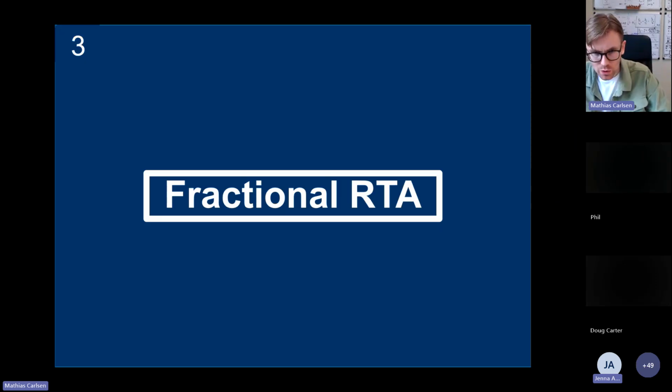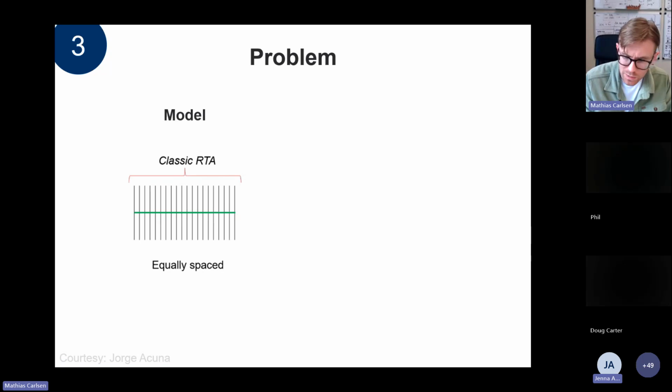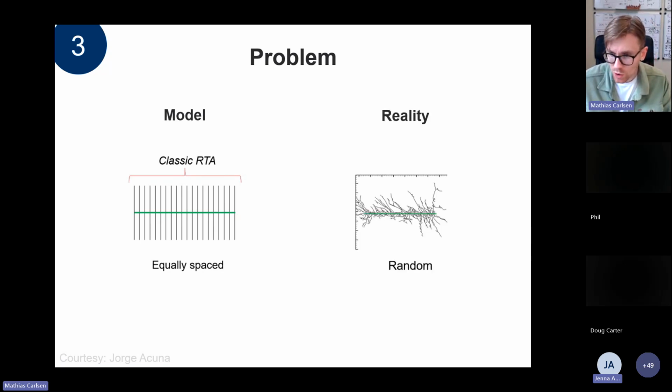The last thing I'm going to do just quickly before the break is to talk about fractional RTA. What fractional RTA solves is that all these classical RTA models assume equally spaced fractures, while in reality, we're dealing with something that's more complicated.